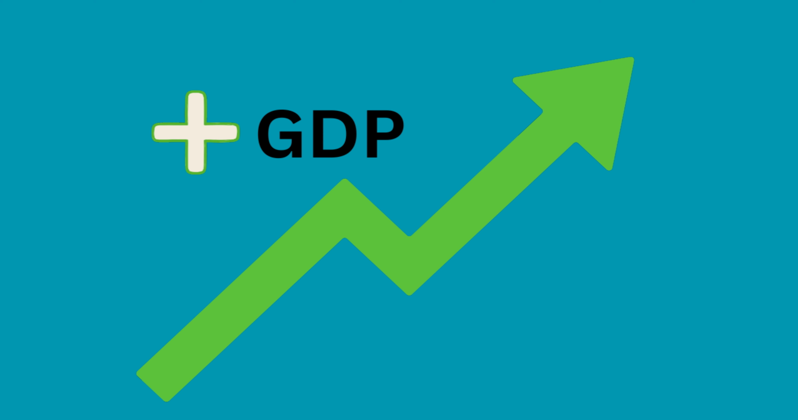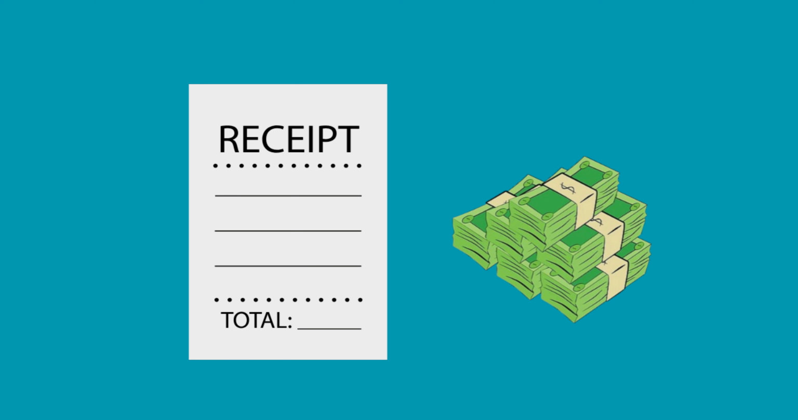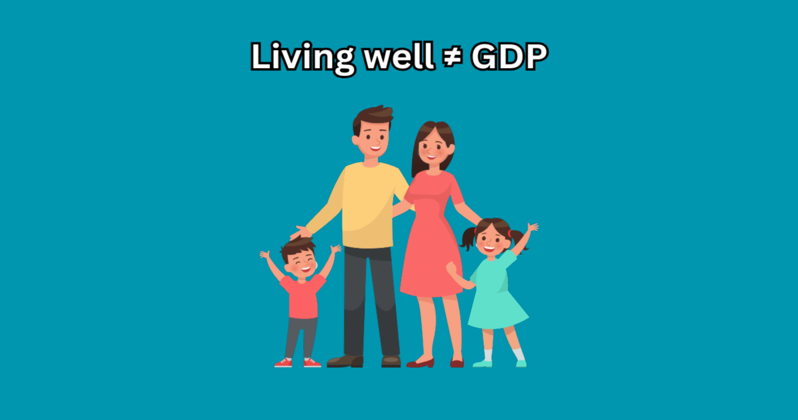More spending raises GDP. But GDP does not subtract what was lost. It does not measure crime, illness, or suffering. Only the spending that happens around them. So GDP tells us how busy the economy is, not how well people are actually living.